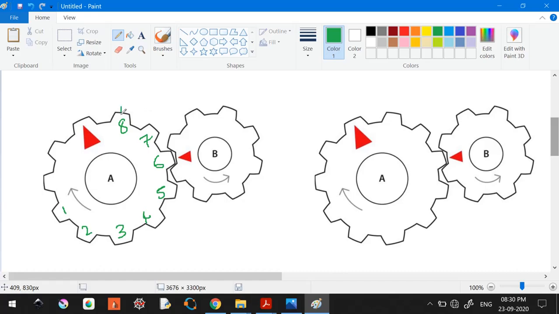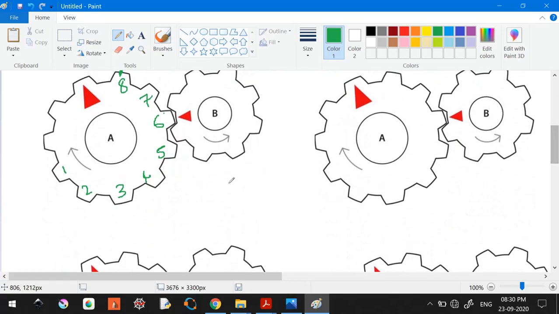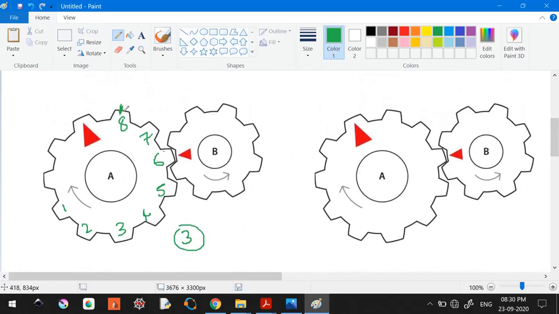So now I have ended here, which means this particular gear is meshing here after 1, 2, 3 rotations. After 3 rotations, the gear is meshing here. So this particular gear is going to be here. I mean this particular arrow, the red arrow, is going to be here, which is still not what we want. We want this to be here. So let's still further move it.